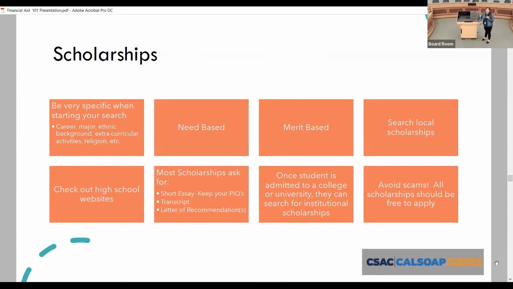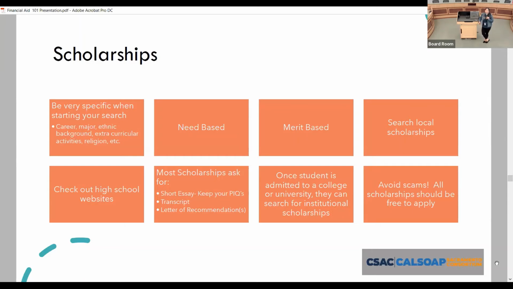Need-based. So need-based scholarships are scholarships that are for students who have financial need. Merit-based scholarships are also something that you'll hear. Merit-based scholarships are based on the student's achievement. So high GPA, student involvement, those kinds of things. So those are the two big different ones.